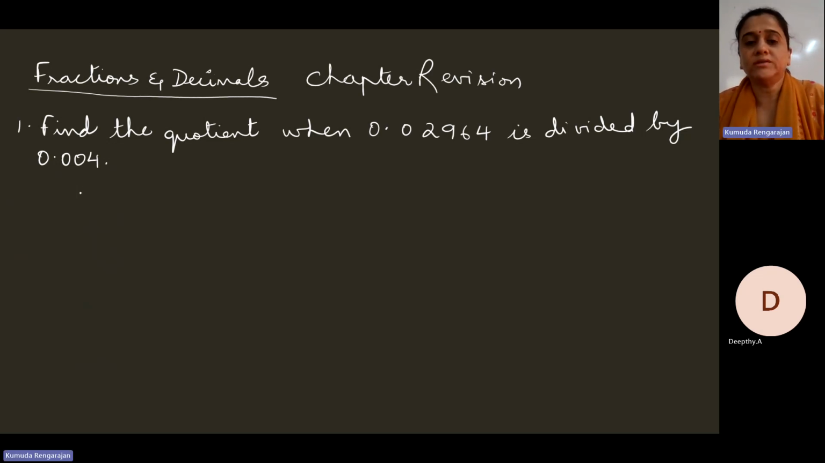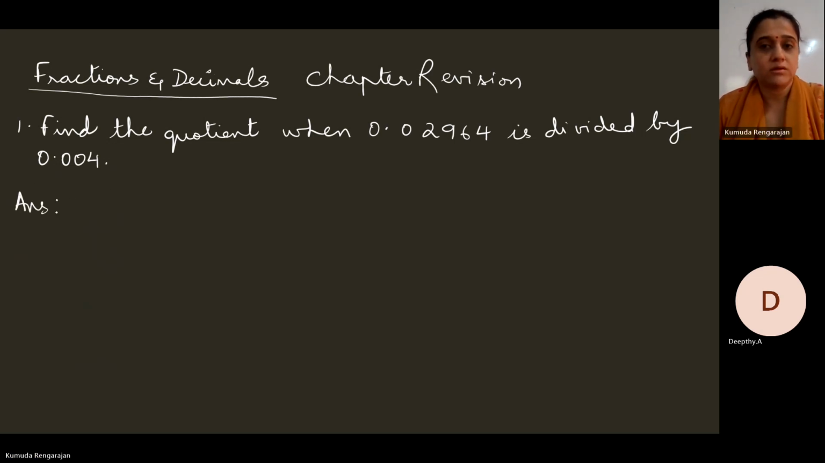Find the quotient when 0.02964 is divided by 0.004. You can take help from my answer or you can write yourself. Ma'am, we have to write this in the book, right?